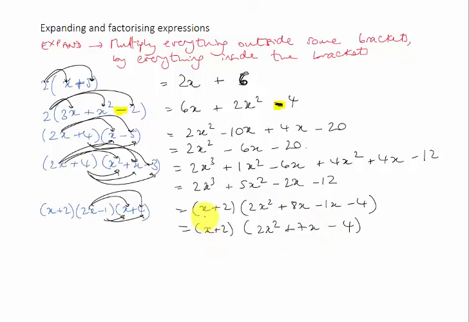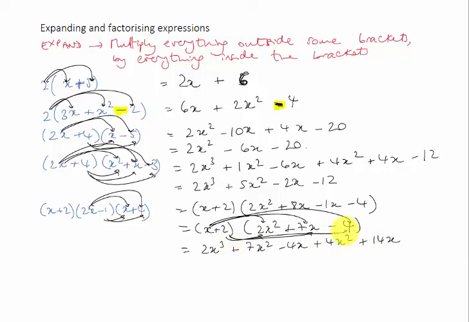Alright, so then we've got this x, so you multiply that by 2x squared, which gives us 2x cubed. x times 7x gives us 7x squared. x times minus 4 gives us minus 4x. 2 times 2x squared gives us plus 4x squared. 2 times 7x, plus 14x. And 2 times minus 4, minus 8.